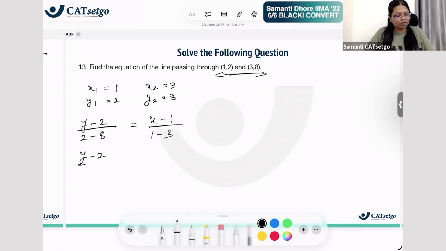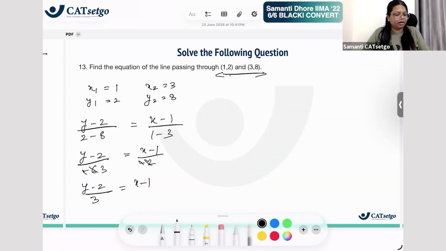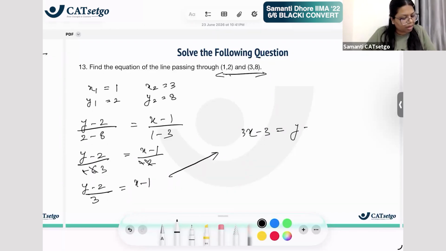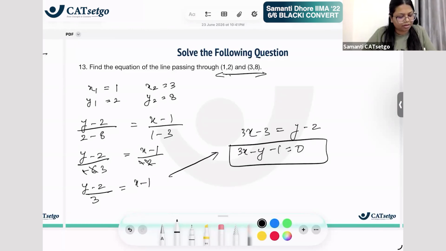y minus y1 upon y1 minus y2 is equal to x minus x1 upon x1 minus x2. So this becomes y minus 2 by minus 6 is equal to x minus 1 by minus 2. So I'll just make this 3, right? So then this becomes y minus 2 by 3 is equal to x minus 1. So if I solve it ahead, it becomes 3x minus 3 is equal to y minus 2. So 3x minus y minus 1 equals 0. मैंने सिंप्लीफाई कर दिया, तो किसी भी सीक्वेंस में लिख सकते हैं, राइट? है ना?